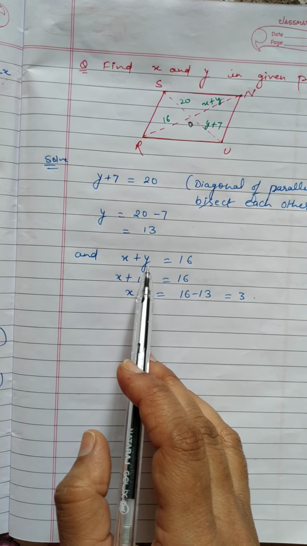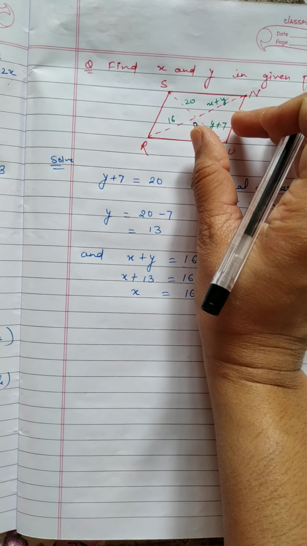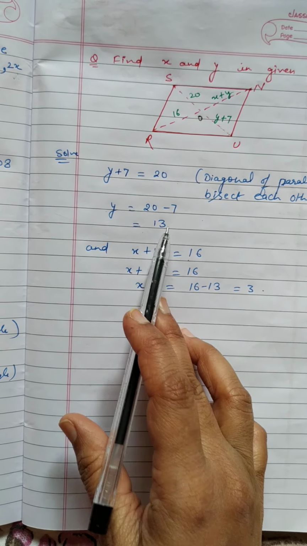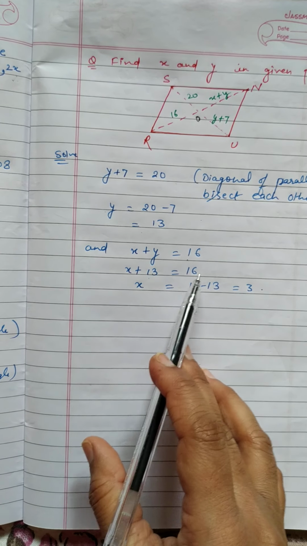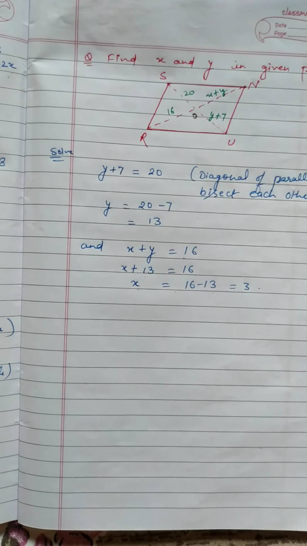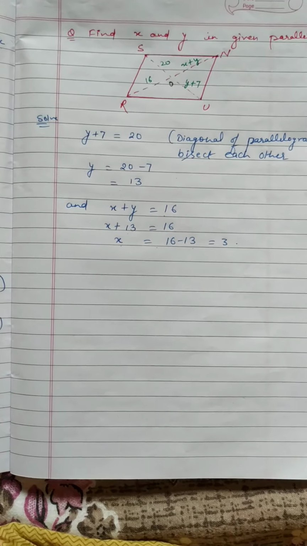and X plus Y is equal to 16, the same process is followed. Then Y is equal to 13, we put 13, X plus 13 is equal to 16, X is equal to 16 minus 13, we get 3. So in this manner you can solve more and more questions based on parallelogram.